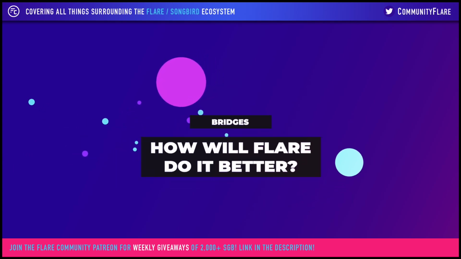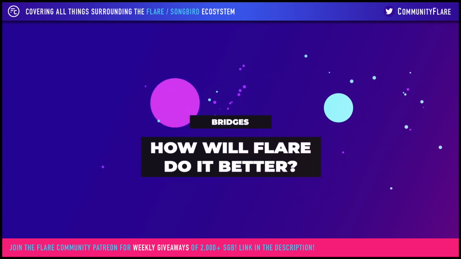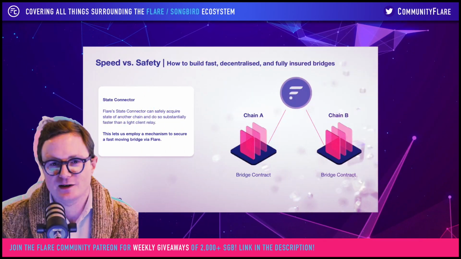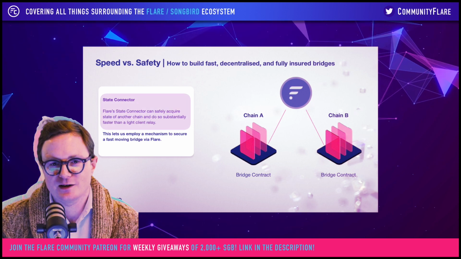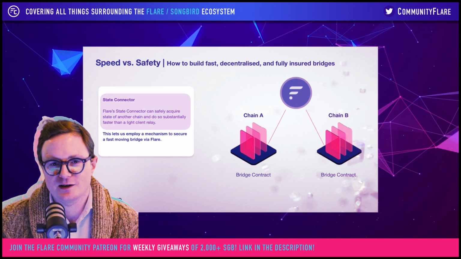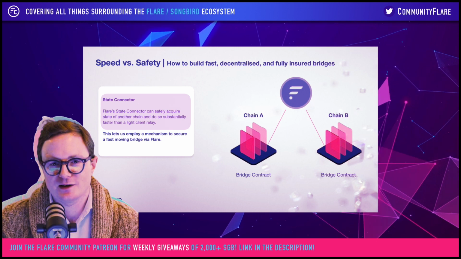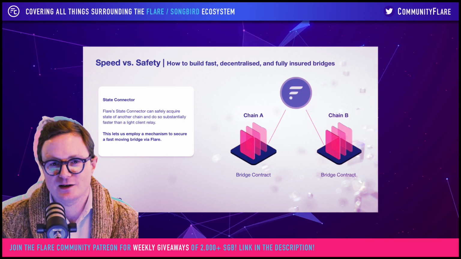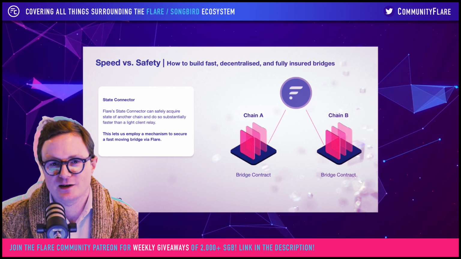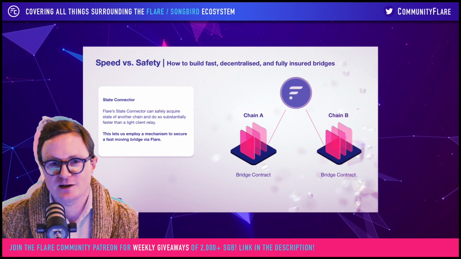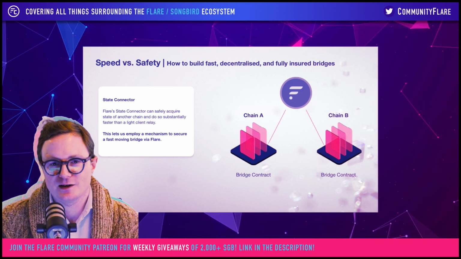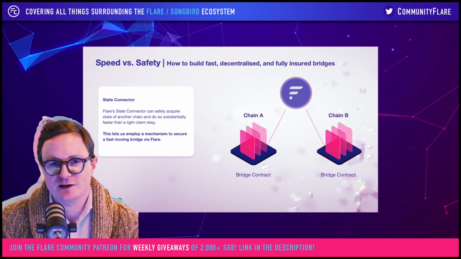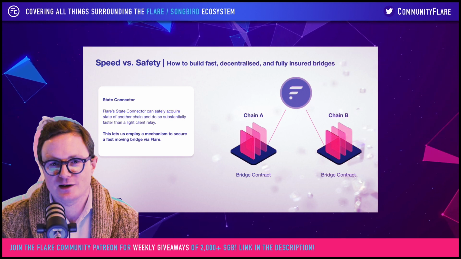So how do we propose to build a fast, decentralized, and fully insured bridge? Well, unlike a relay, the state connector on Flare can safely acquire the state of another chain. And it does it without just using block headers. It has all of the rich data from the block itself. And this is really important. And secondly, Flare is actually coming to consensus over what has happened on chain A in this example and chain B. And this lets us employ a mechanism to secure a fast moving bridge that uses Flare to secure it.